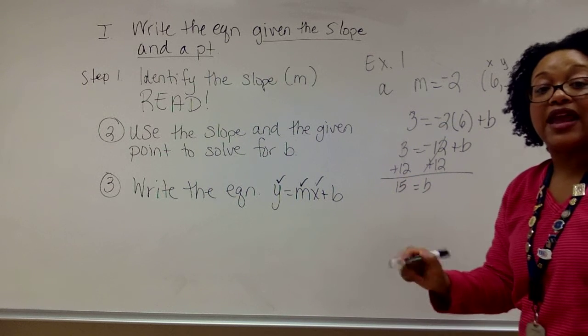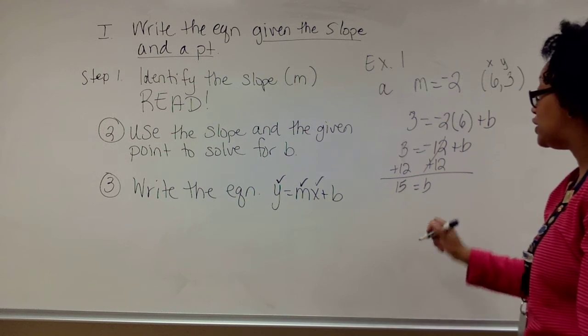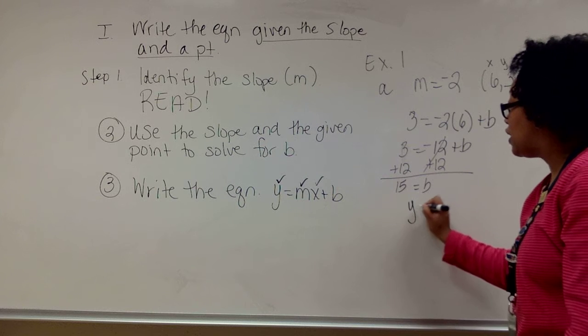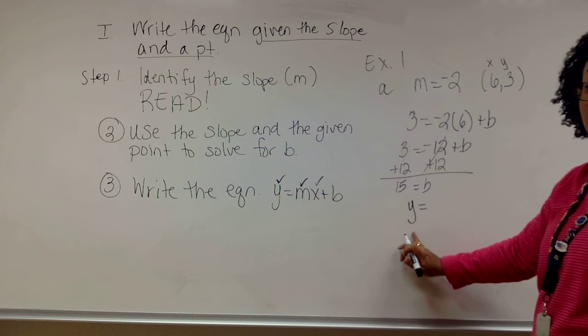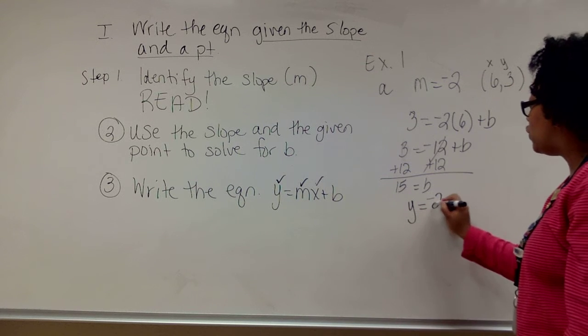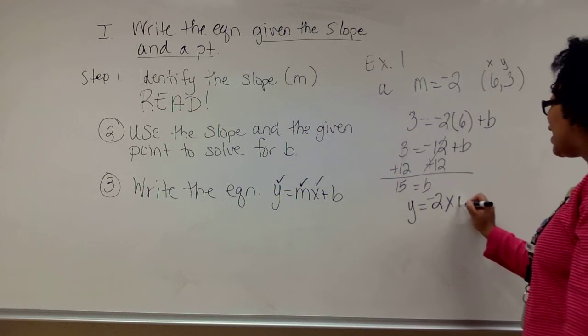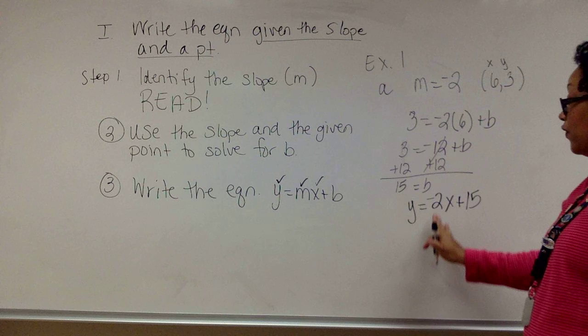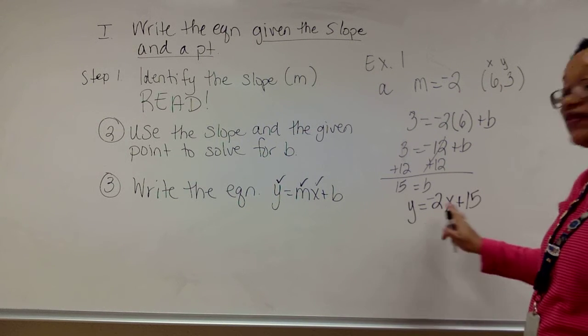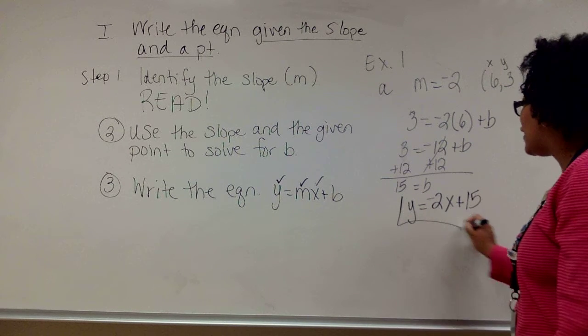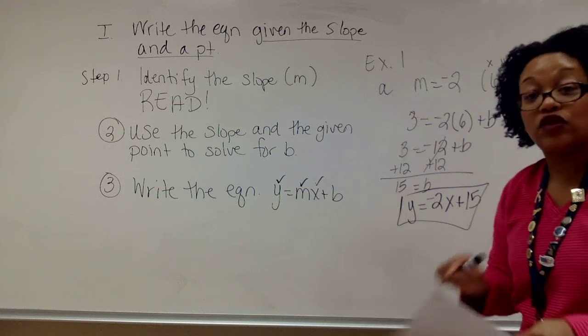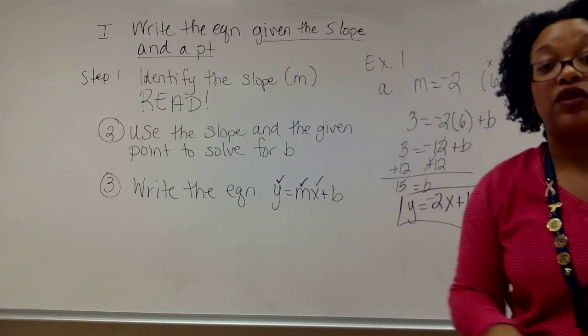But you're not done. I have to write out the equation. So the final answer is y, because you got to go back to your variable, is equal to negative 2x, go back to your variable, plus 15. The negative 2 they gave to us, the 15 we found. That's our first example. You go ahead and read the next one. We'll do the next one in the next video.